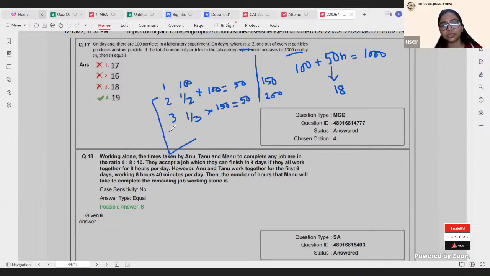But here we are counting it from day 2, so we'll also have to take into consideration day 1. So the total number of days will be 18 plus 1, which is 19. Essentially, I should have written 50 into n minus 1 in this case, if I have to also include day 1 in the equation. But you can do either.